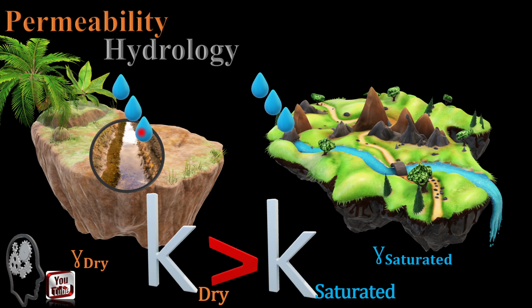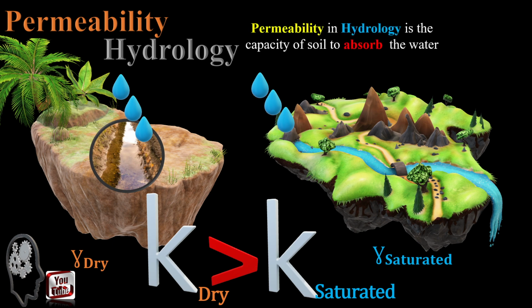So again, if we are in hydrology, have a closer look at a dry land versus a saturated one. The permeability of the dry soil, gamma dry, is higher than the permeability of saturated land, like what you can see on the right. So permeability in hydrology is the capacity of soil to absorb the water. The drier the soil, the more capacity to absorb more water.